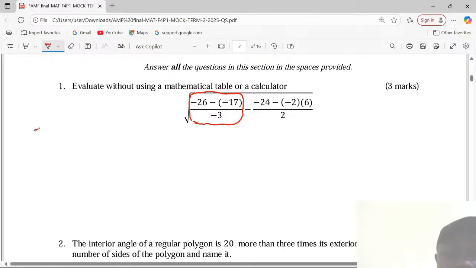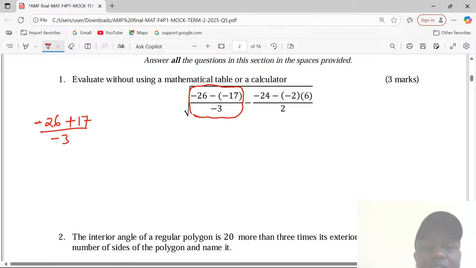So negative 26. When we talk about minus a negative, we should open that bracket by multiplying a negative and a negative. So the sign changes to a positive. 17 out of negative 3. Then now we can talk about negative 26 plus 17, which is a negative 9. Then out of negative 3. When you divide a negative and a negative, the sign changes to positive, and now we are getting a 3 from that side.